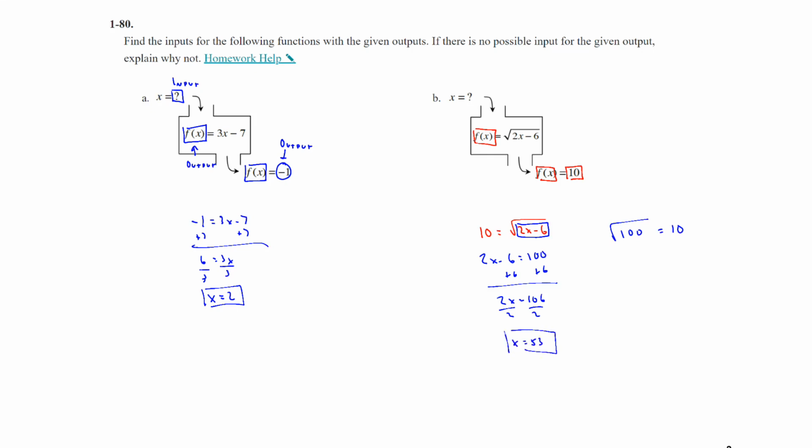All right. Another way is, if you remember in terms of solving square root equations, to undo a square root, the inverse of that is to square it. And so when you square 10, you get 100. And when you square the square root, because they're inverses, they cancel out. So you get to the same point. You can see right here, your two equations are the same. So it's okay to look at it either way. But x is equal to 53 when the output is 10.